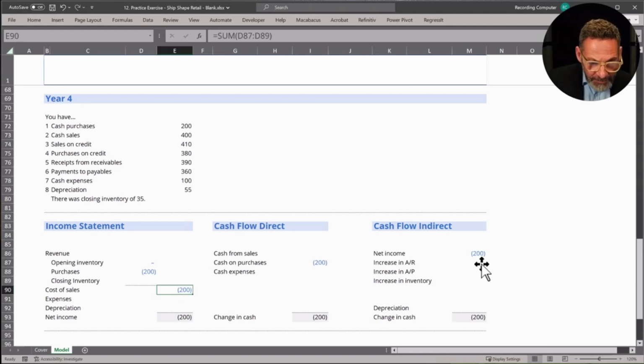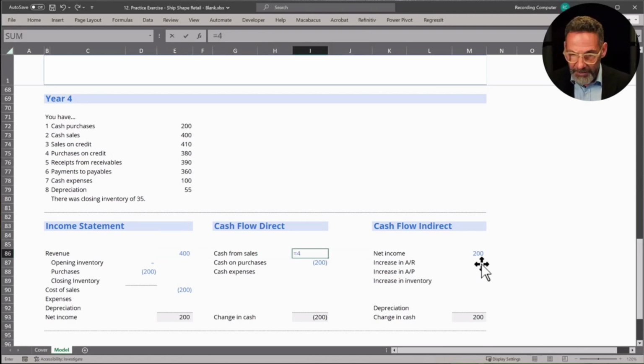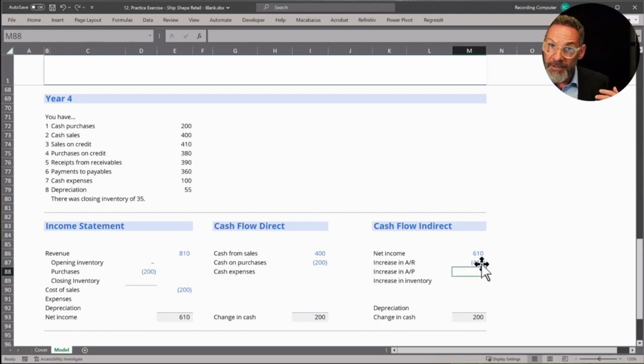So what we're going to do is we then have cash sales. That's cash sales or revenue of 400. We also have cash sales of 400. Good. Everything's still balancing. We have sales on credit of 410. So let me put an equal sign there. That's not going to hit the cash flow direct because they're on credit, but we have an increase in accounts receivable. And that has to be recorded as a negative number because it's cash that we would have otherwise received that's still sitting with customers.